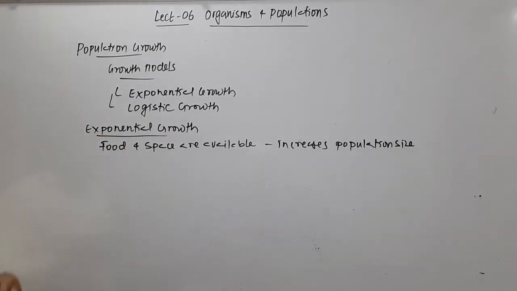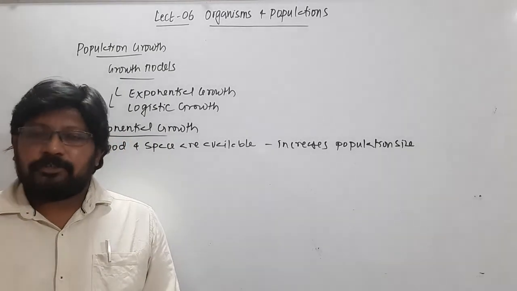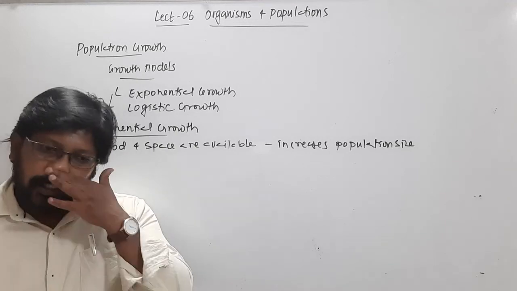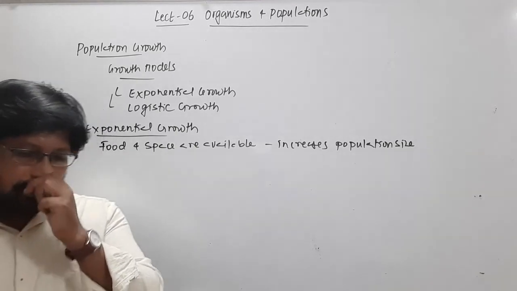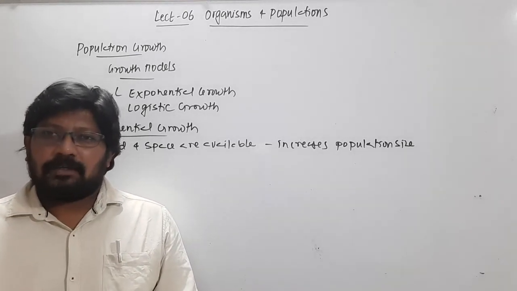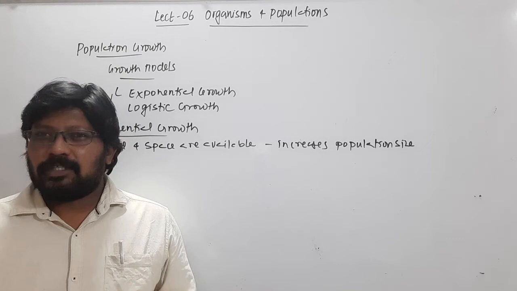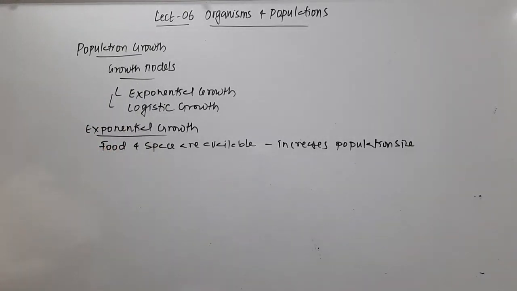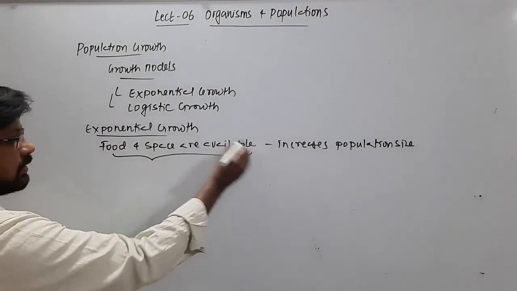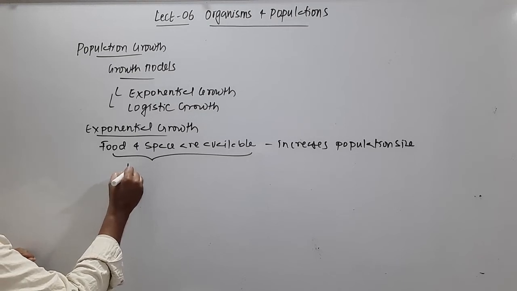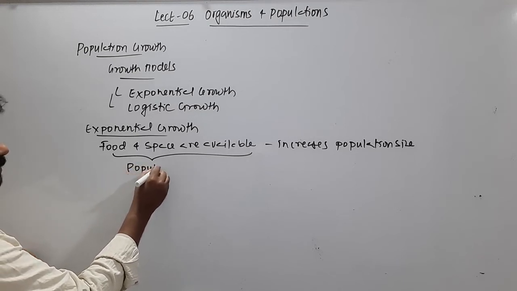That's what Darwin said in the chapter on evolution. He observed the potential of these organisms when food and other resources are available unlimitedly, they are going to grow into huge numbers. So if food and space are available, then the population grows exponentially.